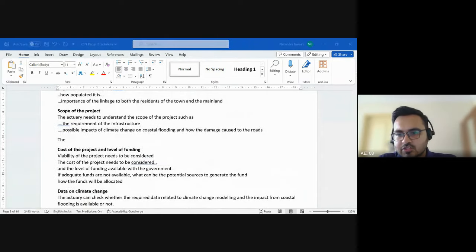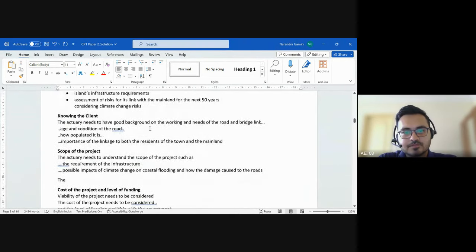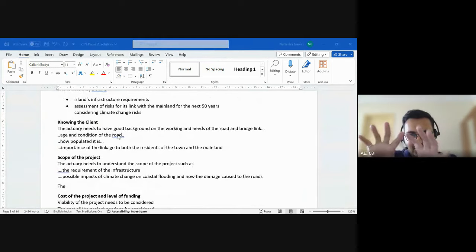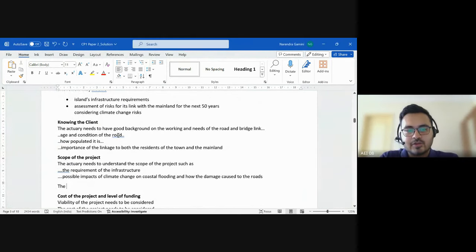This is kind of similar to this thing only, but what it lacks is right after that, the actuary should also ensure the client will actually be local government for us, right? Yes, the client in this case will be local government for us, because we're working for the local government. But within knowing the client, I think, yes, this answer is not exactly perfect. We'll try to get a better understanding of that. What can be, you know, the changes to this.